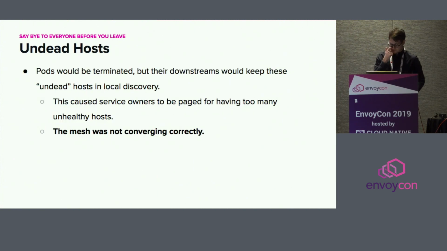So one thing we noticed when we first shipped this out was that we had this case where we would have undead hosts in local discovery. Basically, a pod would get terminated, but then that IP address would linger in a couple hosts' local discovery. Eventually, this caused a number of issues because people kept getting paged, since the alerts would think that some number of hosts were unhealthy inside the mesh, but they just weren't there, period. So something was up. The mesh wasn't converging correctly. We really had no idea what was happening, so we dug in.